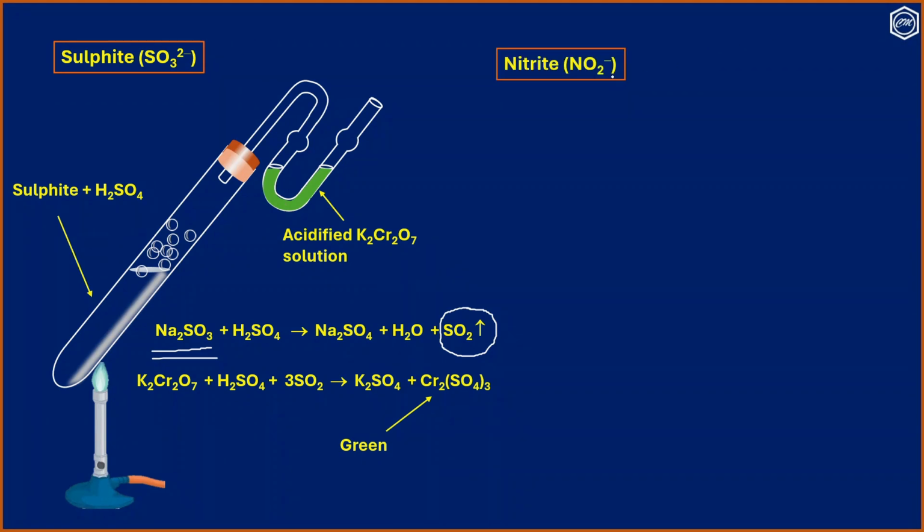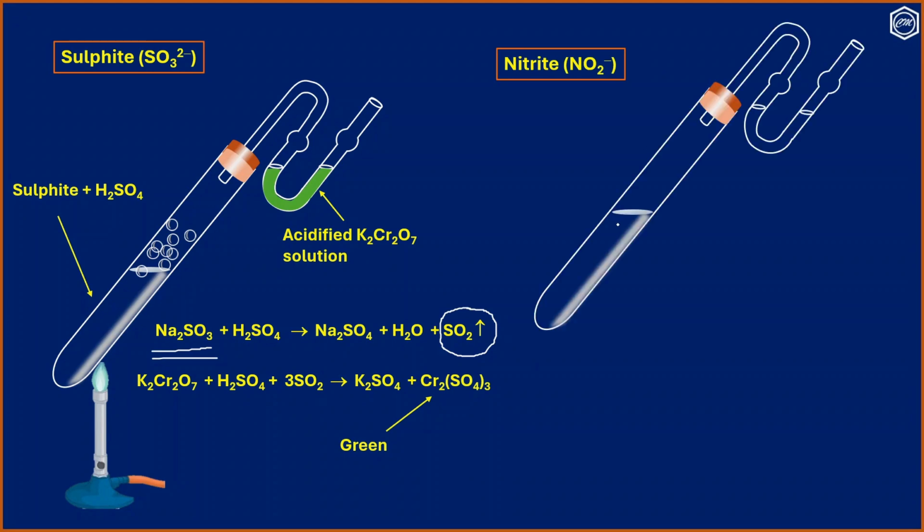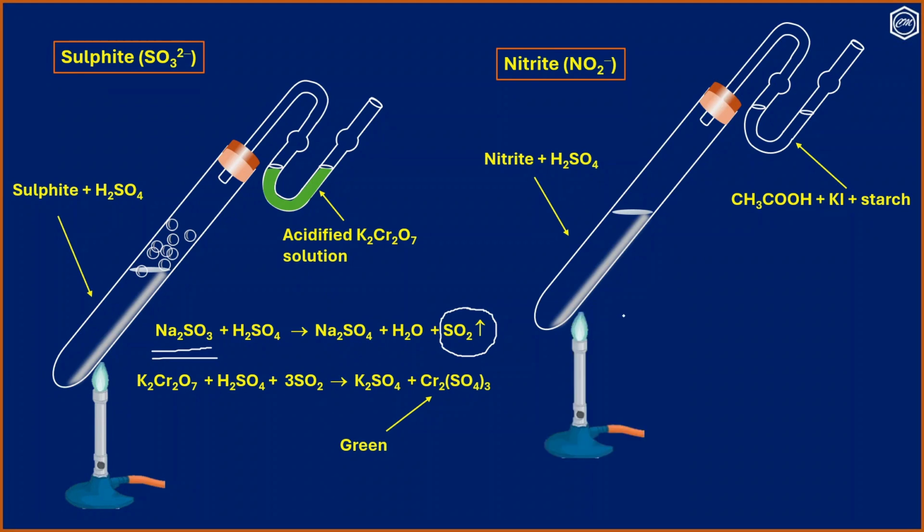Next is nitrite, NO2 minus. As before, we take about 0.1 gram of the nitrite and add 1 to 2 ml of dilute sulfuric acid. Again, the test tube is fitted with a U-tube, but the U-tube contains acetic acid, potassium iodide and starch, or a potassium iodide starch solution. Now we gently warm the solution.